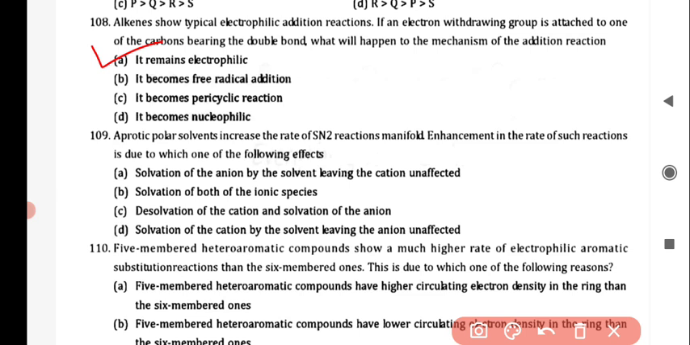Next question: aprotic polar solvents increase the rate of SN2 reactions manifold. Enhancement in the rate of such reactions is due to which one of the following effects? And the correct answer is option D, due to solvation of the cation by the solvent leaving the anion unaffected.